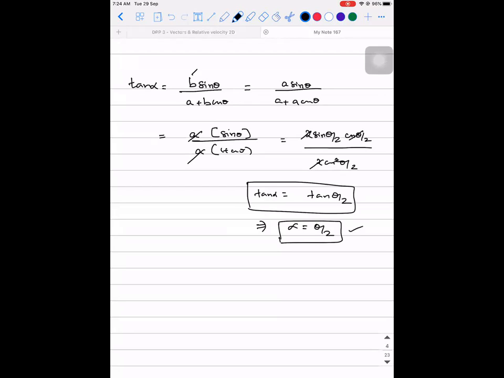So, what is the meaning of this, guys? When two vectors are of equal magnitudes, what will happen? The resultant is the angle bisector. Yes, that's right. The resultant is an angular bisector. These are all the points you need to have in your mind. The resultant is an angular bisector.